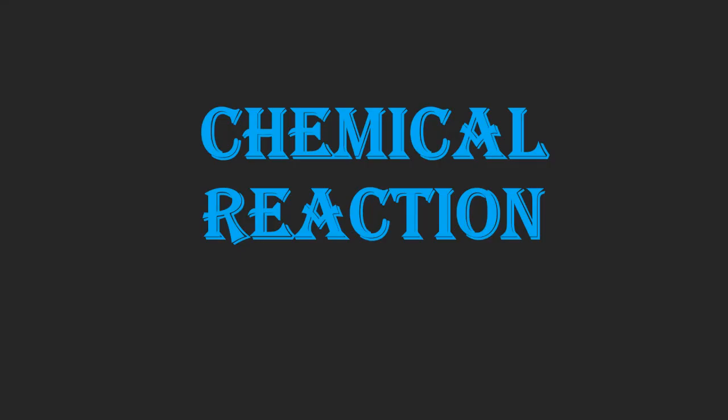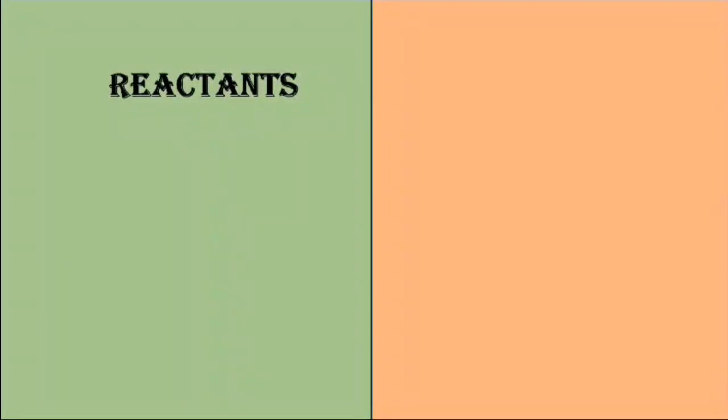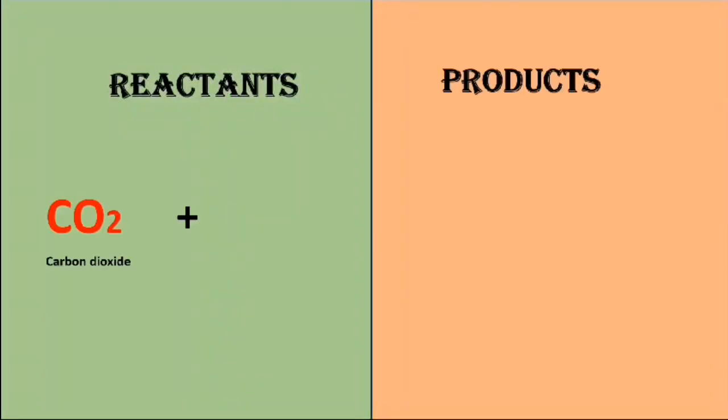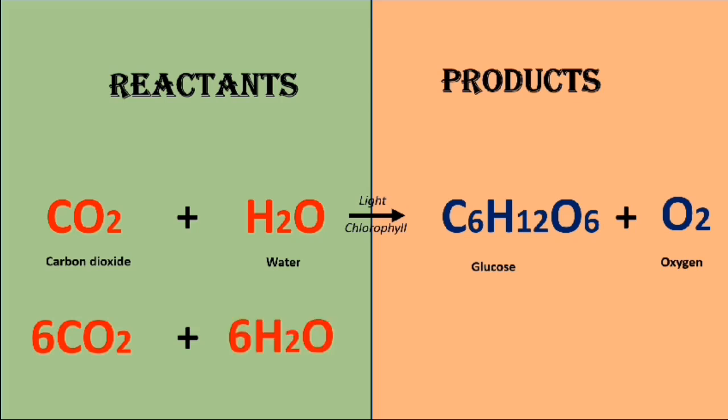Chemical reaction. Using the absorbed light energy, chlorophyll facilitates a series of reactions that convert carbon dioxide and water into glucose and oxygen. The overall chemical equation for photosynthesis can be summarized as CO2 plus H2O gives C6H12O6 plus O2, and the balanced form is 6CO2 plus 6H2O gives C6H12O6 plus 6O2.